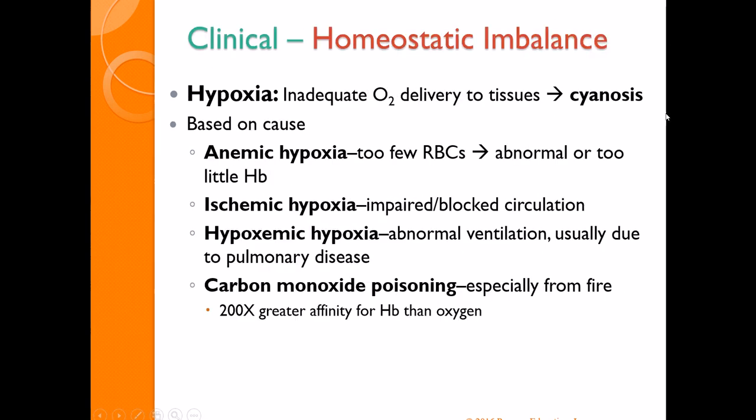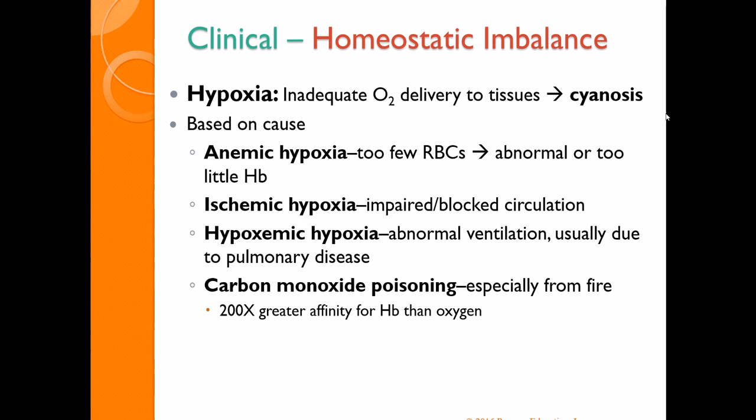In terms of imbalances, typically what we talk about is hypoxia. This is inadequate oxygen delivery. We're not getting enough oxygen delivery. And if we don't get enough oxygen to our tissues, we end up with something called cyanosis. It's like when your lips turn blue. And we break all of our hypoxias into kind of their cause.